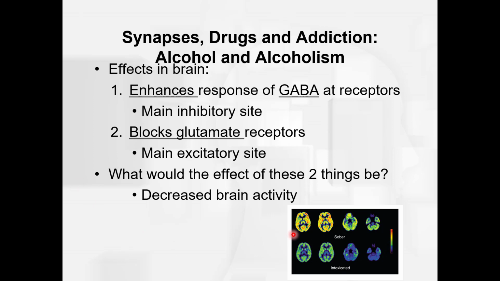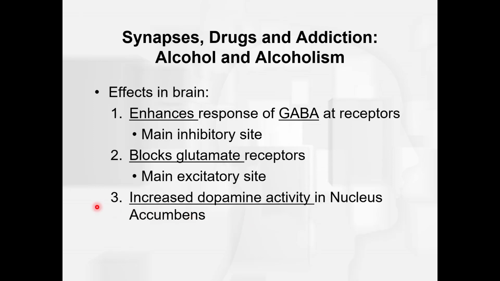And so that's just what this is showing you here. Here's someone who is sober, and here's someone who's intoxicated. And again, the blues and the greens show very low levels of activity. And then, of course, a third way that it has an effect on the brain is to increase dopamine activity in the nucleus accumbens, just like the other addictive drugs that we've seen.